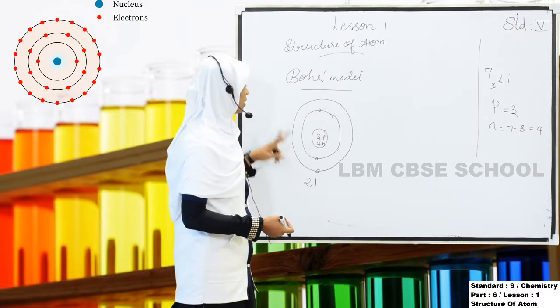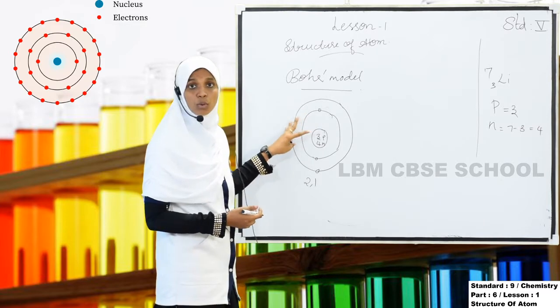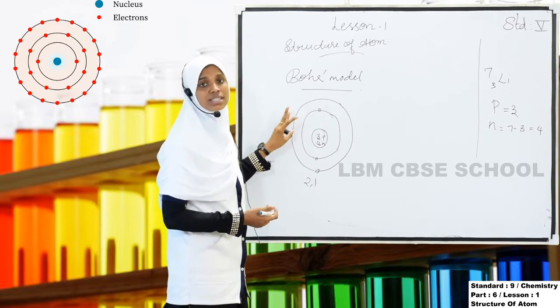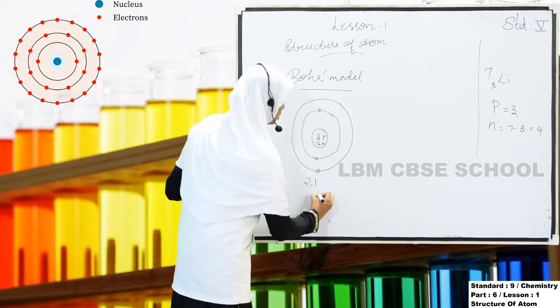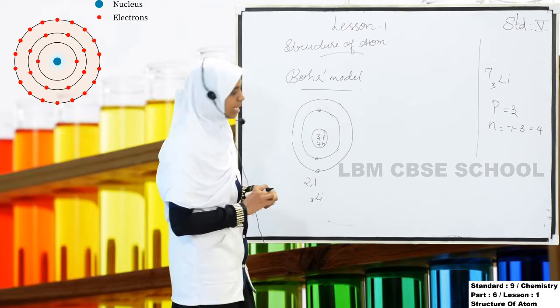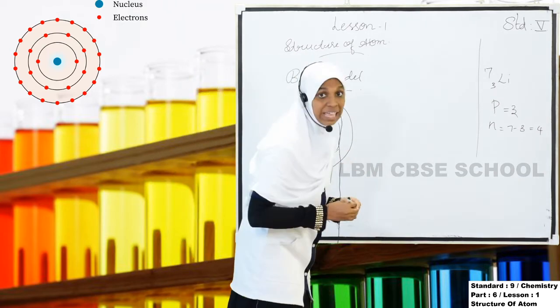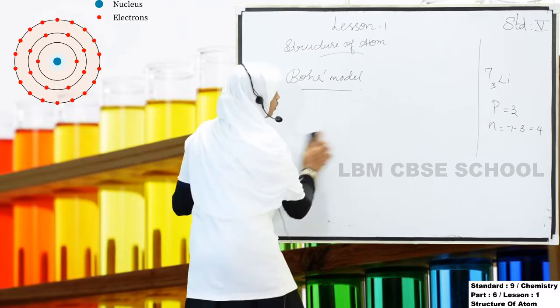So this is about how to write the electronic configuration and how to draw the Bohr model. This is the Bohr model of helium. And this is the Bohr model of lithium, and the atomic number of lithium is 3. Then we can check another example, neon. What is the atomic number of neon?